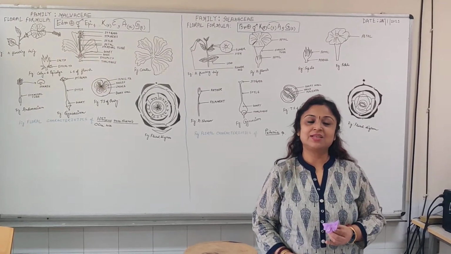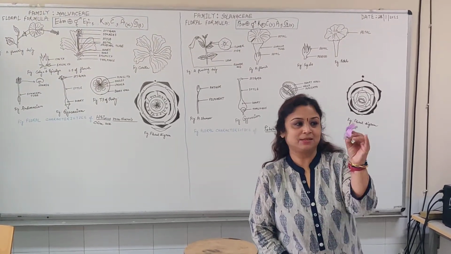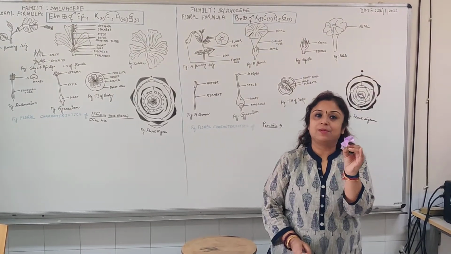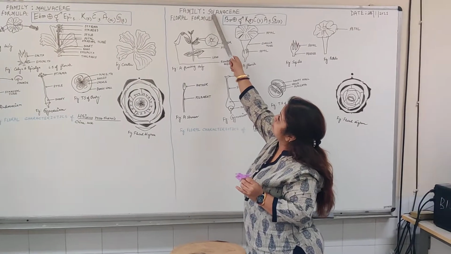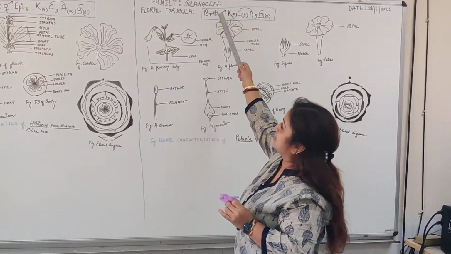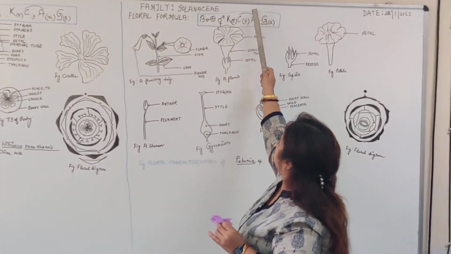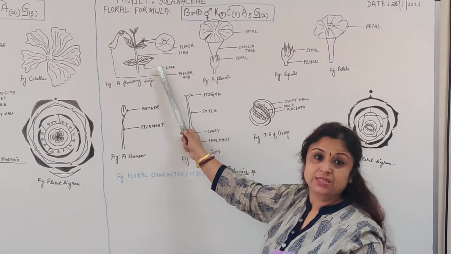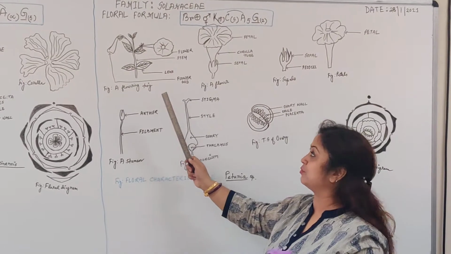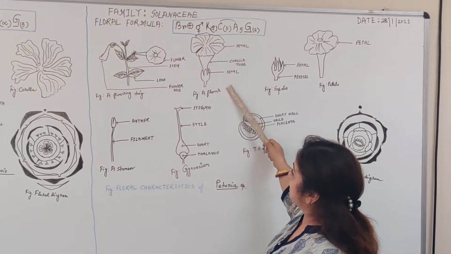Good morning, students. Today we are going to dissect Petunia violacea, a flower which belongs to the family Solanaceae. This is the floral formula. This is the floral diagram. This is the flowering twig, which, if the question demands, you have to draw. This is the complete flower.